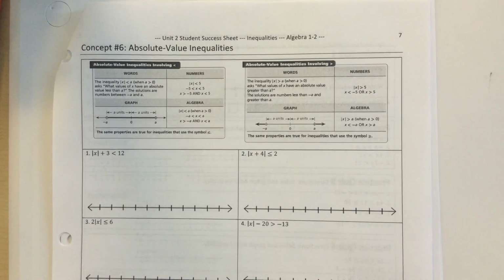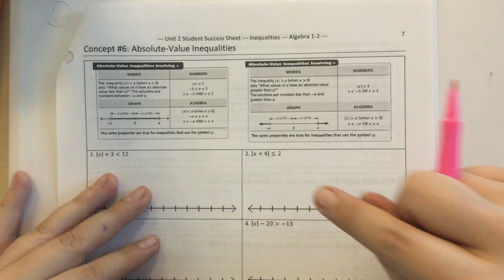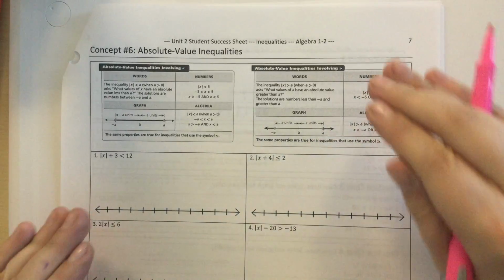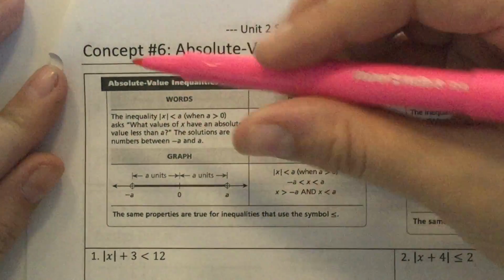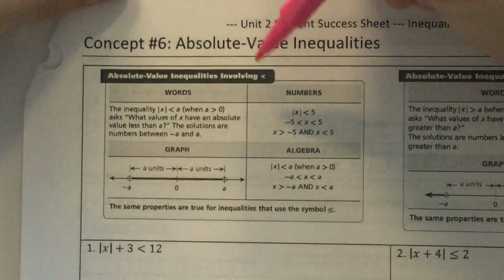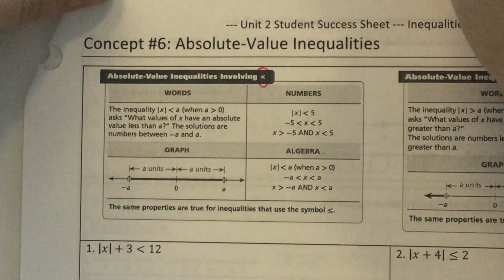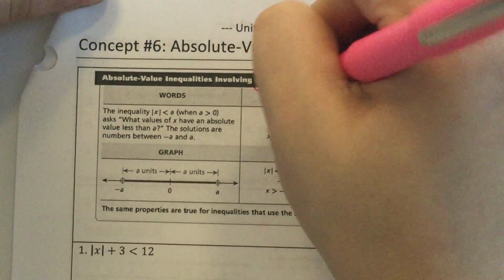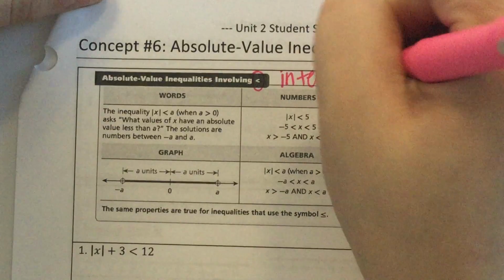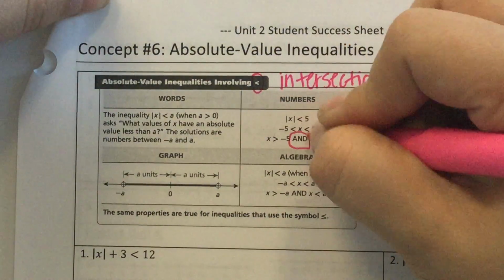Our final concept of this unit is absolute value inequalities. These stem directly from the compound inequalities we just learned about, so let's talk a little bit about them. If I have an absolute value inequality involving less than, I'm going to end up with an intersection, which means I'm going to end up with an and inequality.